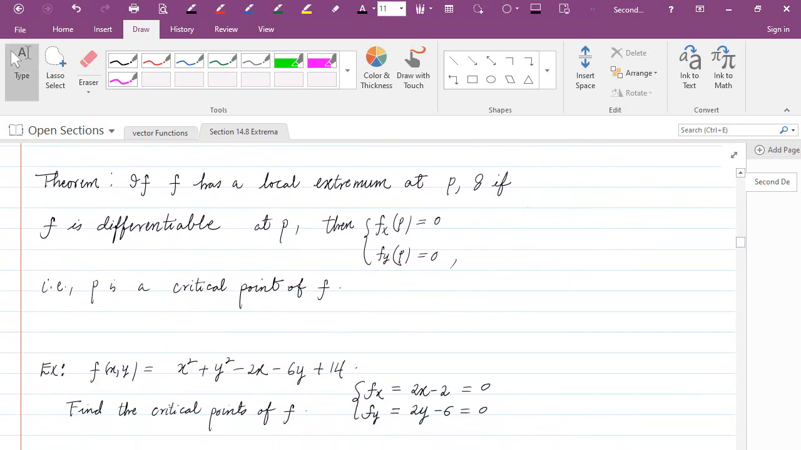Here's a theorem. It says that if f has a local max or a local min, so extrema means it's a local max or a local min, at the point P, and if f is differentiable at the point P, then the gradient of f at P must be zero. In other words, the partials at P must be zero, which means that P is a critical point of f. So basically what we are saying is that if f has a local max or a min at the point P, and if f is differentiable at P, then P must be a critical point of f.